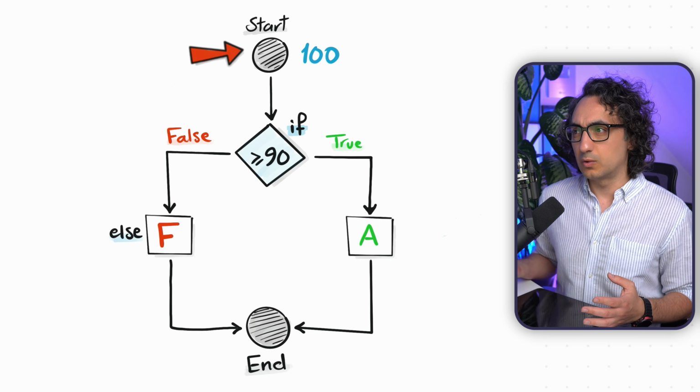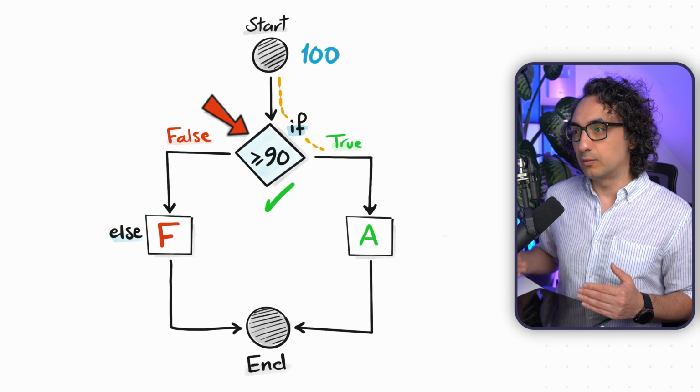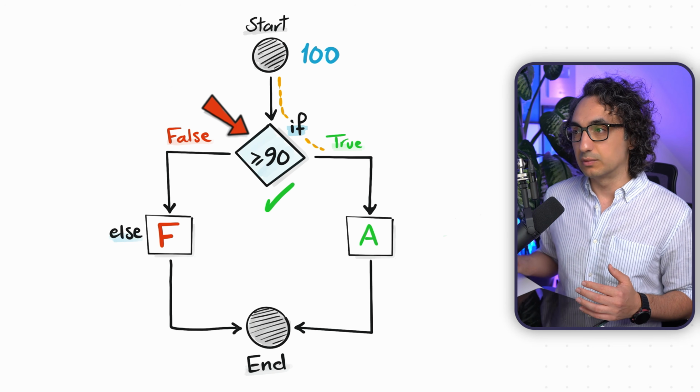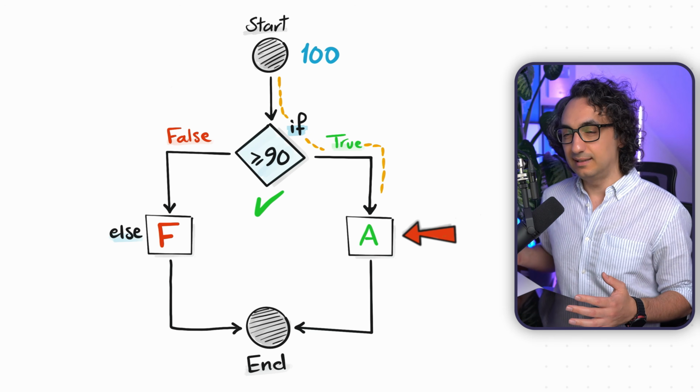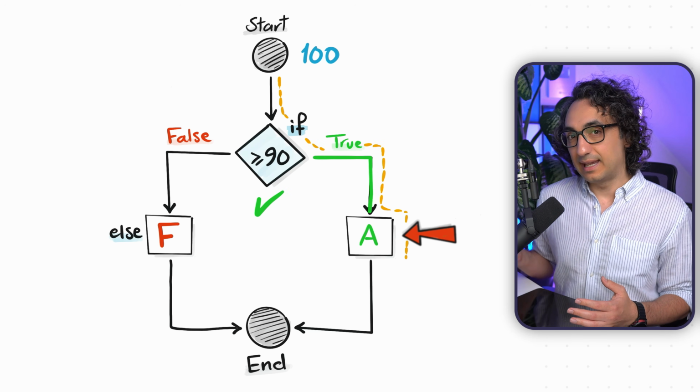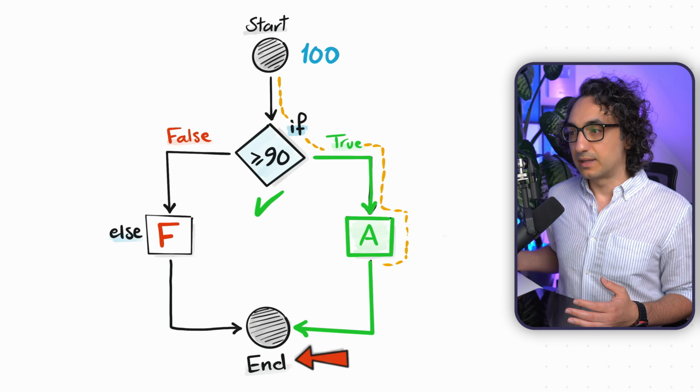So now again, let's have this example. The student has a score of 100. So Python gonna go and ask, is 100 greater or equal to 90? Well, the answer for that is true, and Python gonna go to the right side and gonna assign the A grade for the student. And after that jumps to the end.